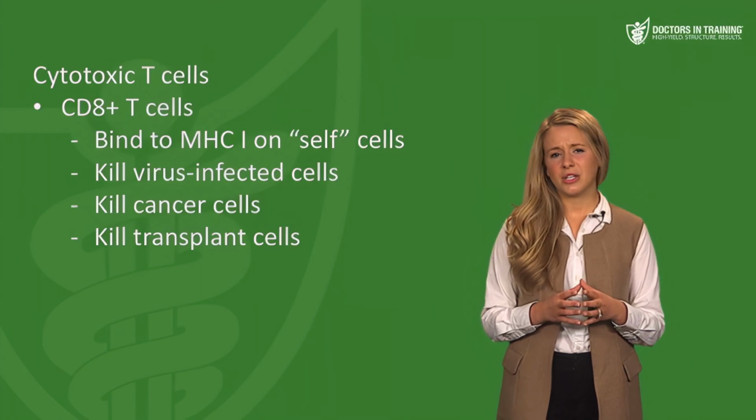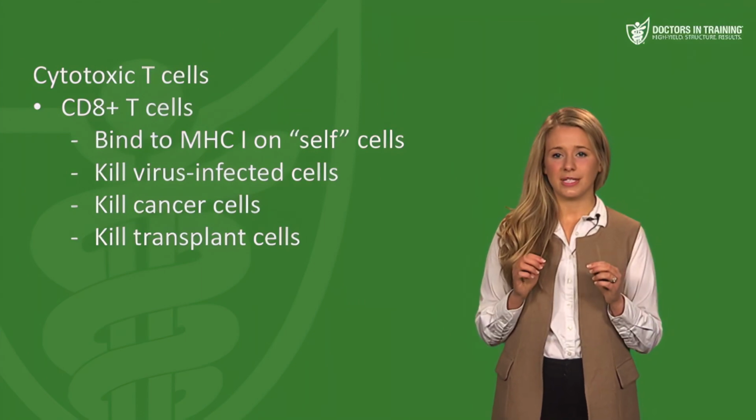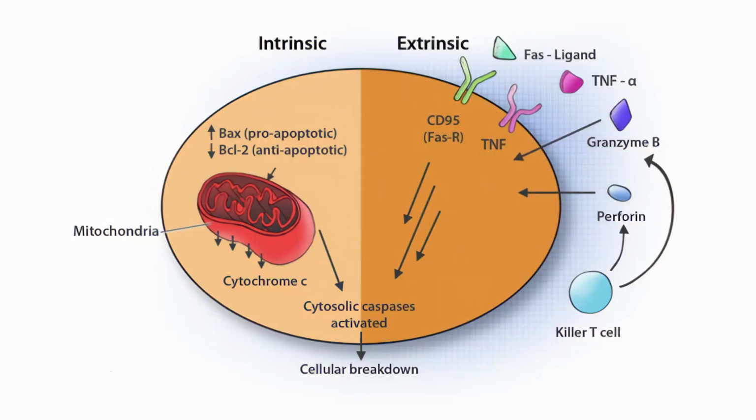So how do these killer T-cells actually kill these enemy cells? By inducing apoptosis through a couple of different mechanisms. One mechanism is that cytotoxic T-cells release granules of preformed proteins into the cells, including things like perforin and granzyme.